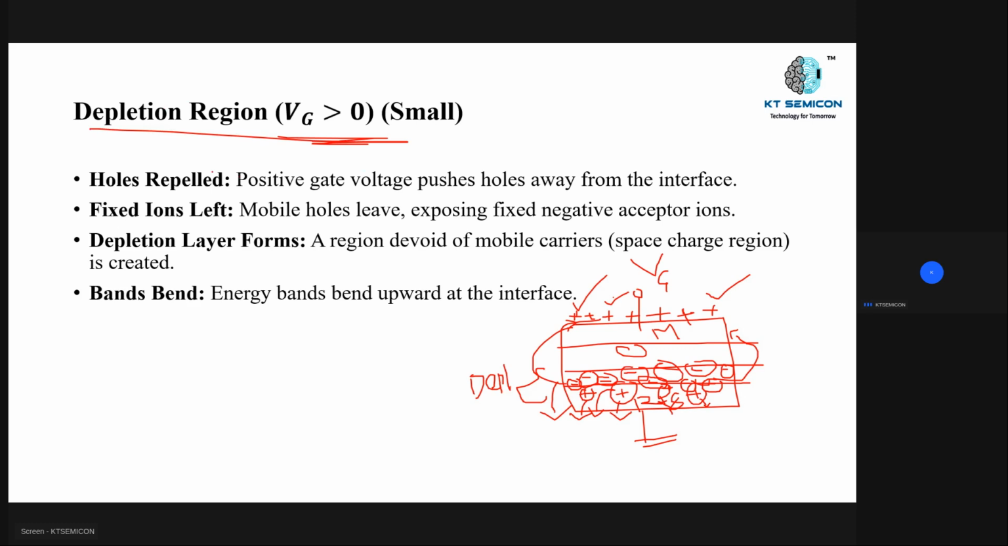So holes are repelled. Why? Because positive gate voltage pushes holes away from the interface. Because of the repulsion forces, my holes go deeper into the substrate and leave ions behind.